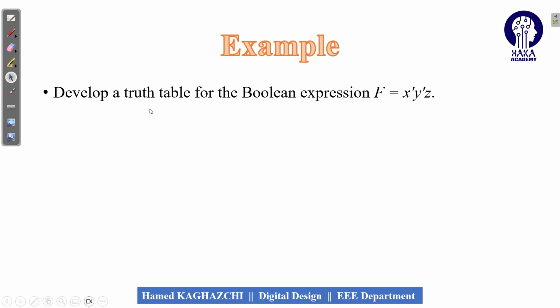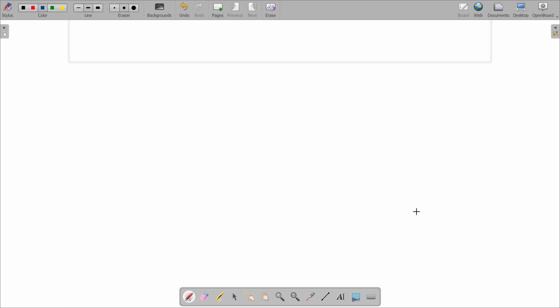Now we want to talk about developing the truth table using the Boolean function. If we have an expression something like that, how can we produce and draw the truth table? We have actually learned about that in the previous video lectures, but I want to explain how we can draw the truth table of this function. Suppose that f is equal to x prime y prime z.